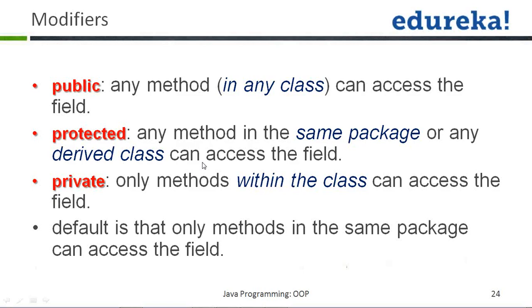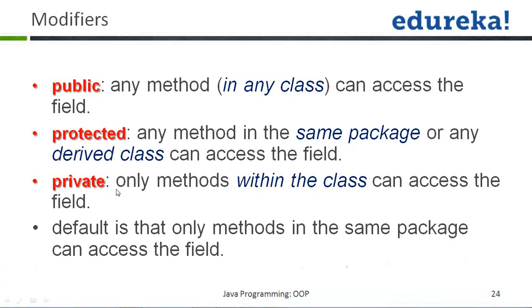We come to protected. Any method in the same package or any derived class can access the field. When an entity has been mentioned as protected, that means that entity can be used by the classes that are present in the same package or can be used by a derived class. Okay, this is the condition. It could be used either by the classes that are present in the same package or by the derived classes.